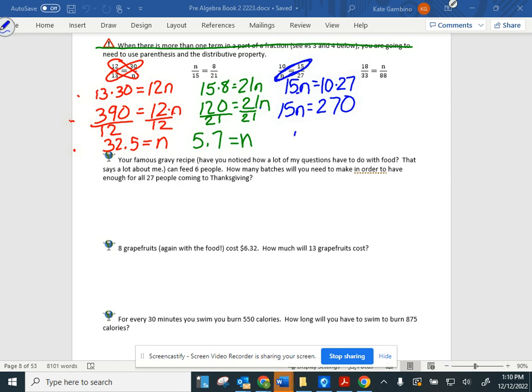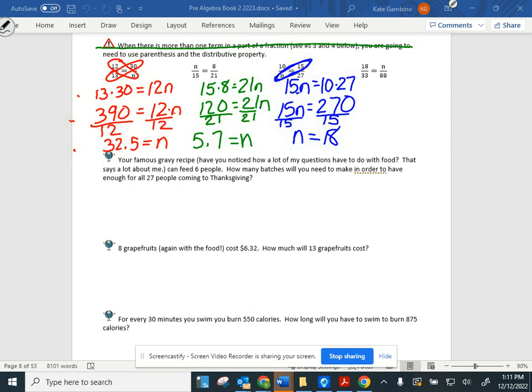And what do I want to do to get n by itself? Divide by 15. What is 270 divided by 15? 18. It's not always going to be a decimal. Sometimes you will get a whole number, and that's okay. Last one for us to do together.